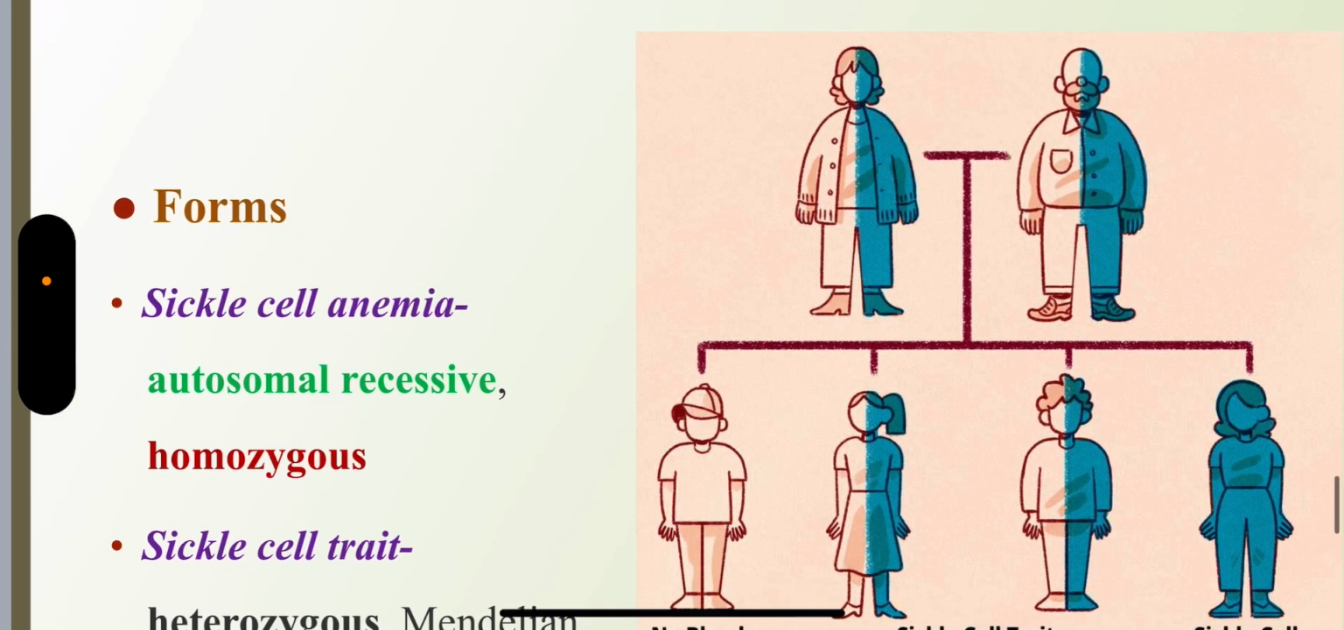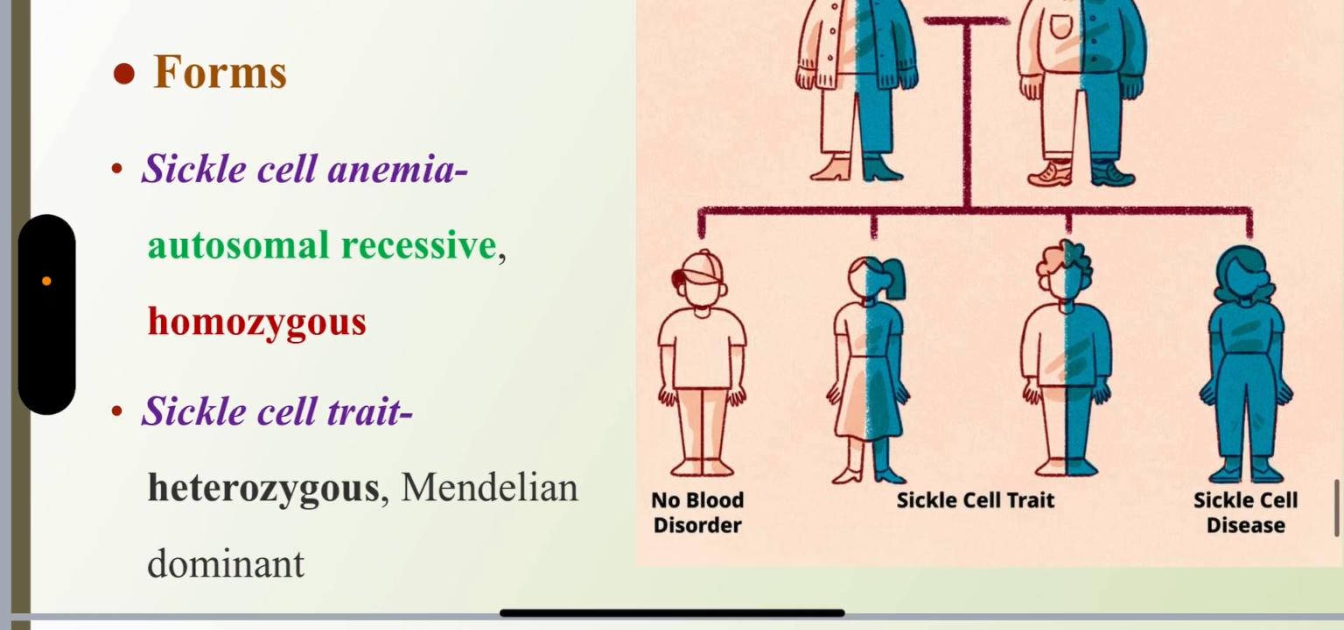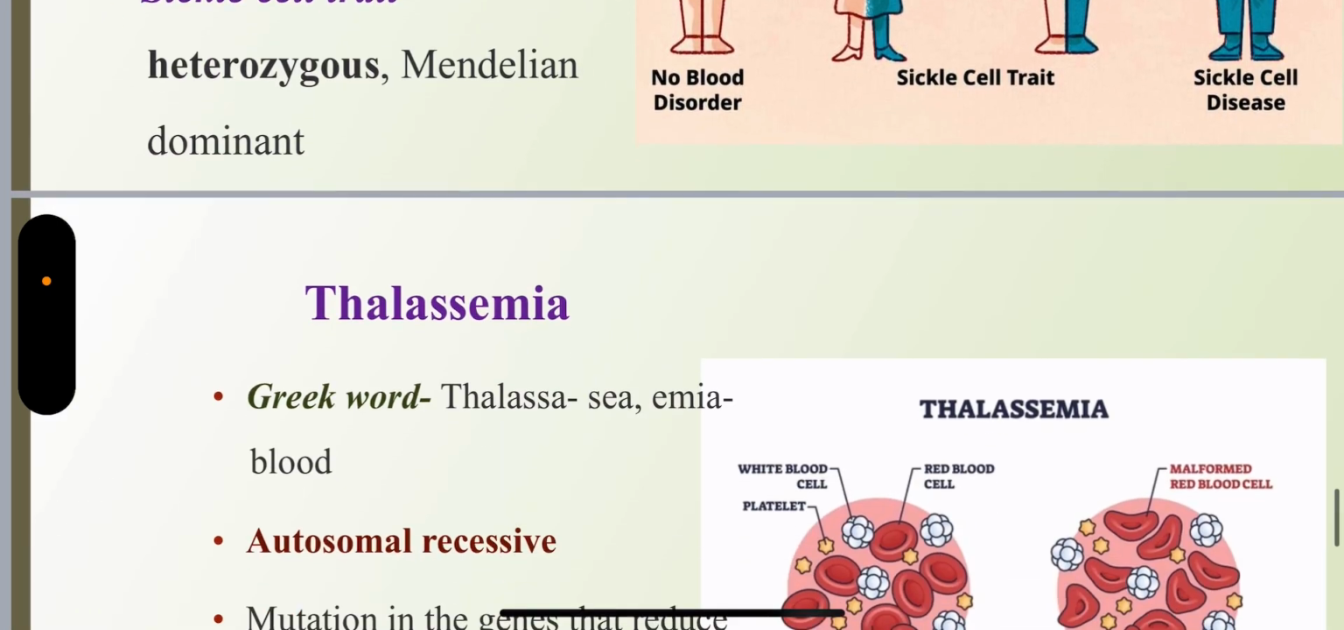Here is the inheritance pattern for sickle cell anemia and sickle cell trait. You can see here which one is heterozygous and which one is homozygous. Sickle cell anemia is a homozygous condition, sickle cell trait is a heterozygous condition.